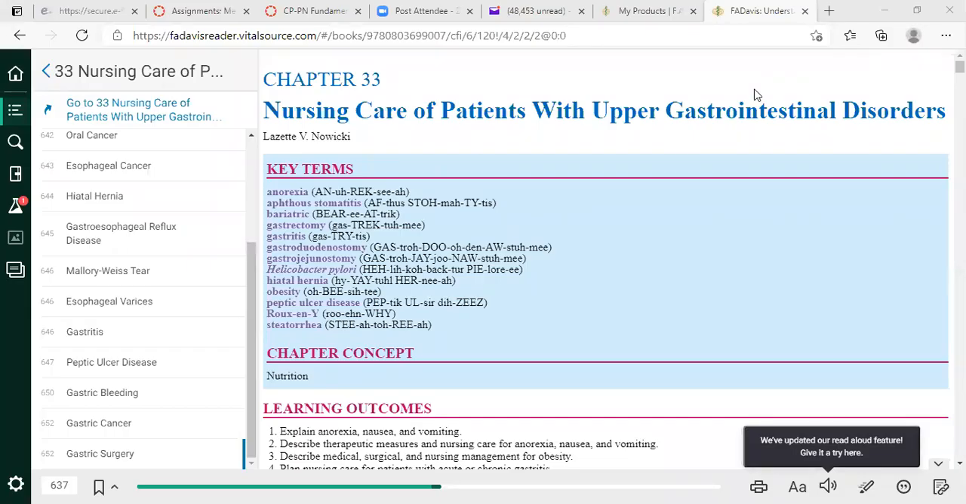Chapter 33 is talking about nursing care of patients with upper gastrointestinal disorders.